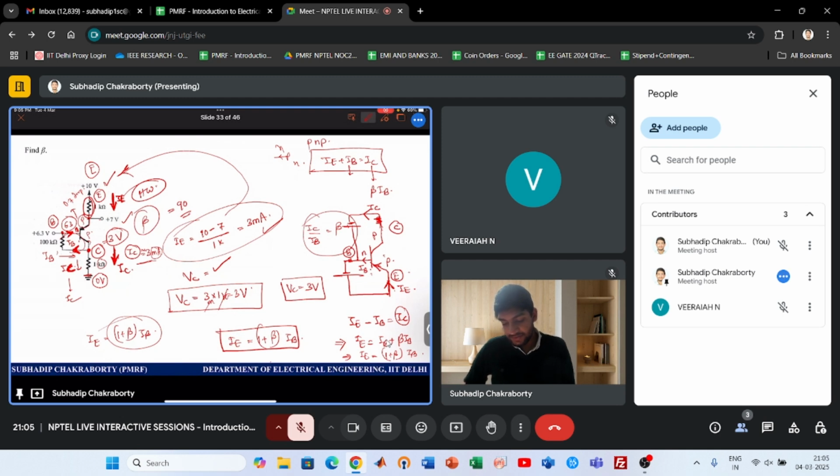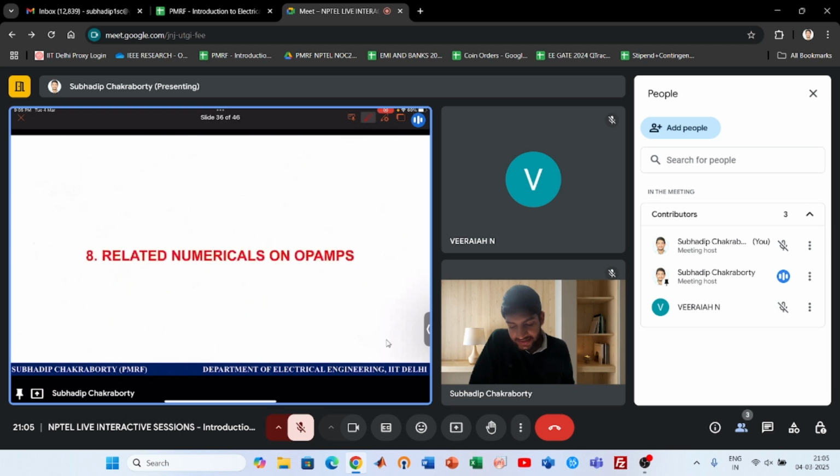Yes, 3 volts, you know that it is the collector voltage, and this 6.3. So 6.3 minus 3 by 100 will give you the base current, and accordingly you can calculate. Okay, you can just calculate this, and I will leave it up to you.